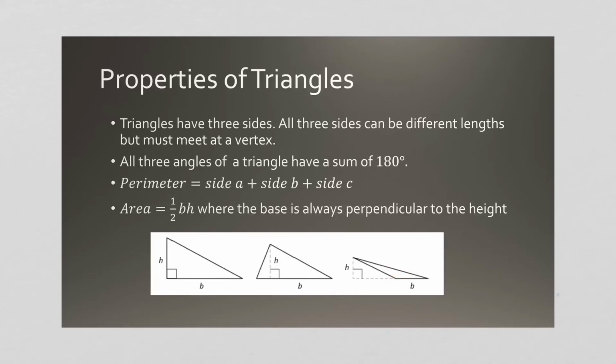The height is your highest point of the triangle. Okay, so that's why this height occurs on the outside. This is called an obtuse triangle, and so the height will occur on the outside.